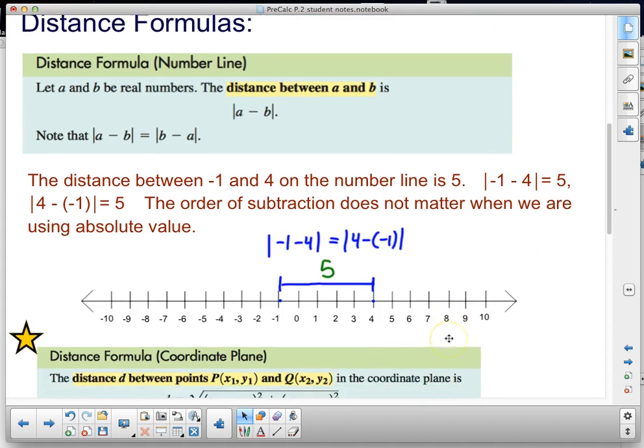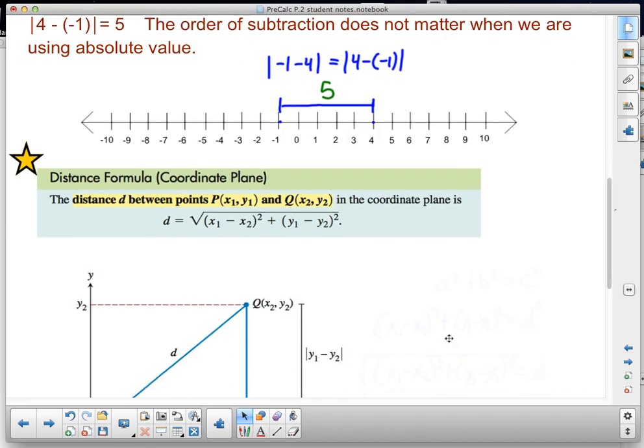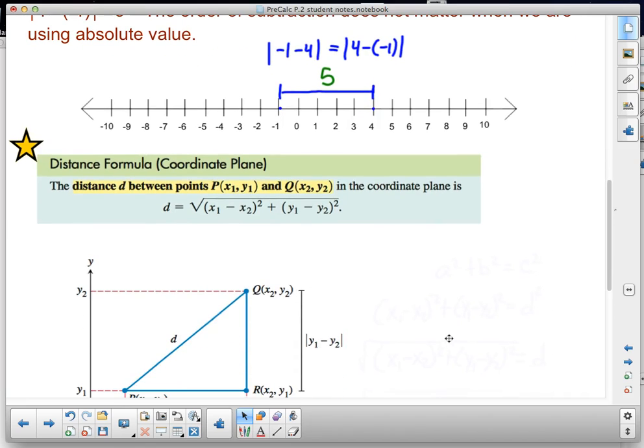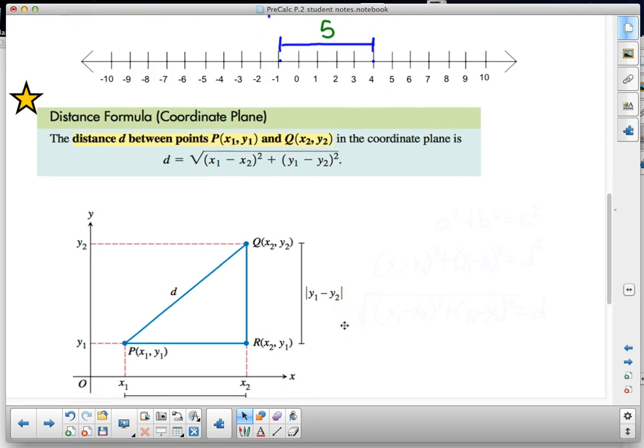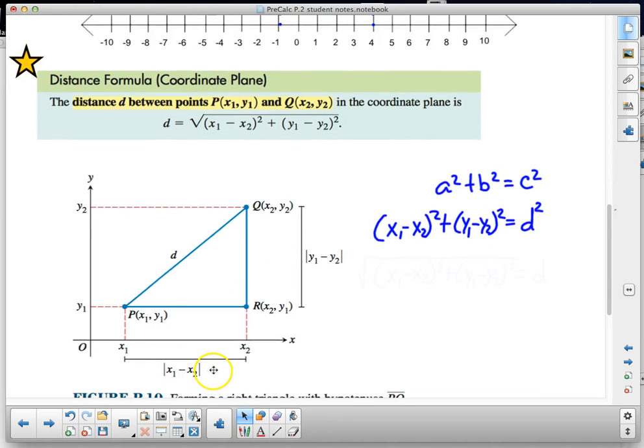Distance formula for the coordinate plane. D equals the square root of x sub 1 minus x sub 2 quantity squared plus y sub 1 minus y sub 2 quantity squared. A lot of folks get confused about where this comes from. You remember the Pythagorean theorem, because we're finding the distance from Q to P or P to Q, that's D. Really, I'm looking at an A, B, and C on the Pythagorean theorem, where y sub 1 minus y sub 2 can be B, and x sub 1 minus x sub 2 is A.